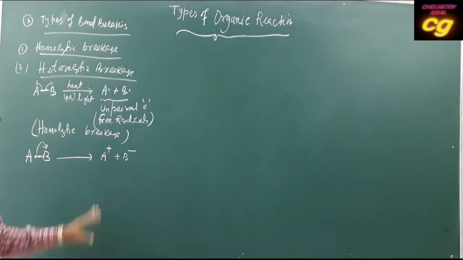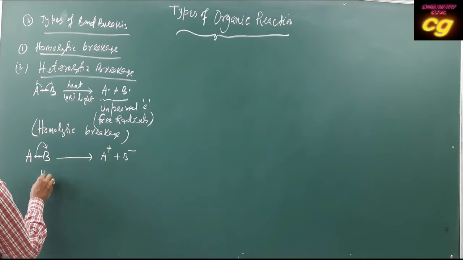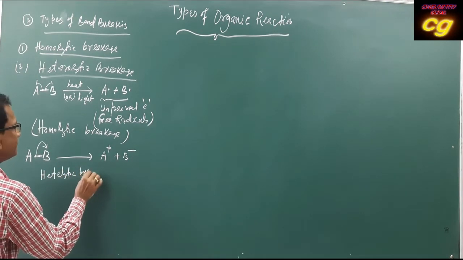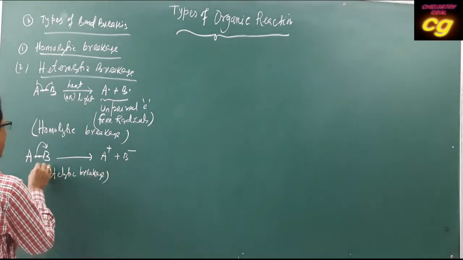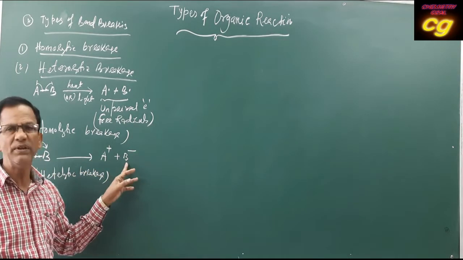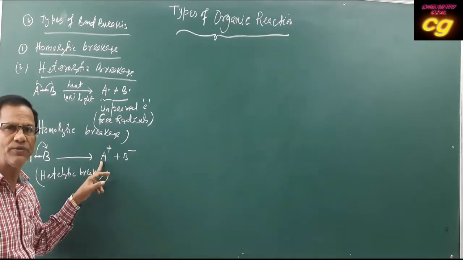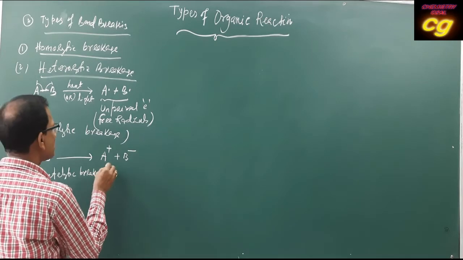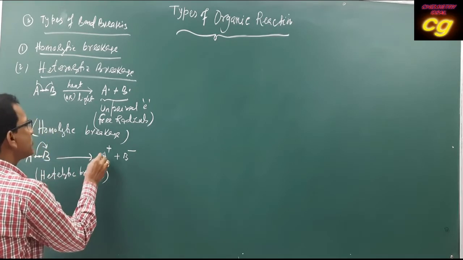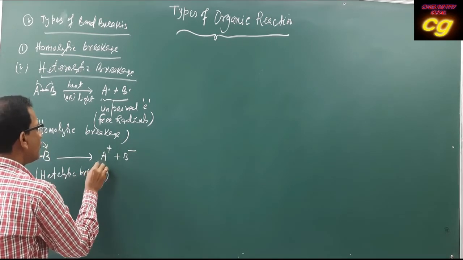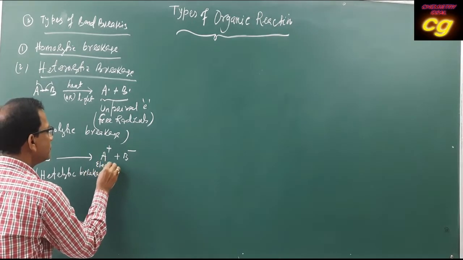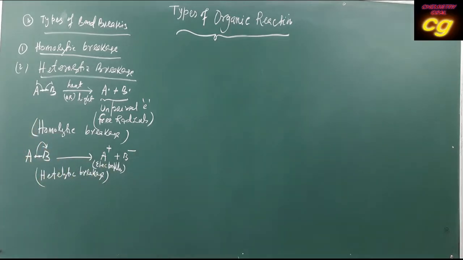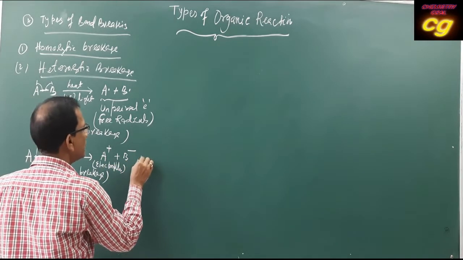This type of breaking is called heterolytic breakage. Here A plus and B minus: A plus means electron deficient and B minus means electron rich. A plus is called an electrophile because it is electron deficient, and B minus is called a nucleophile.